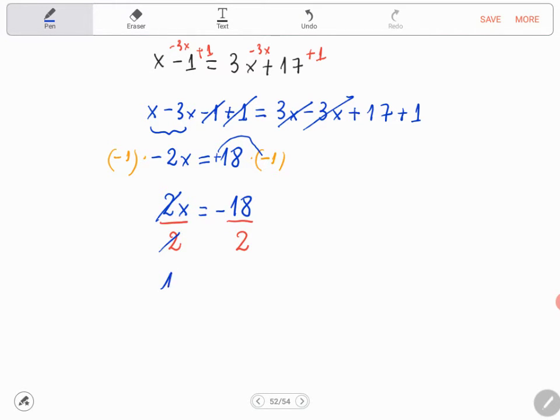It's not necessary to put 1 here, 1x. It's not necessary. Just write the letter or the variable x. And -18 divided by 2 is -9. It's our answer.